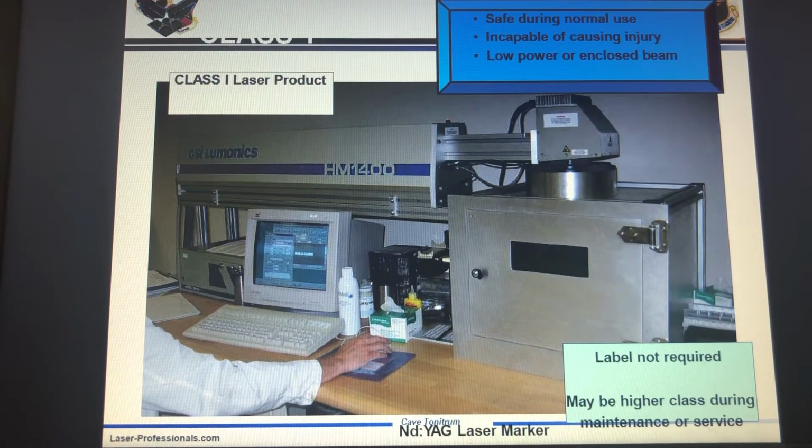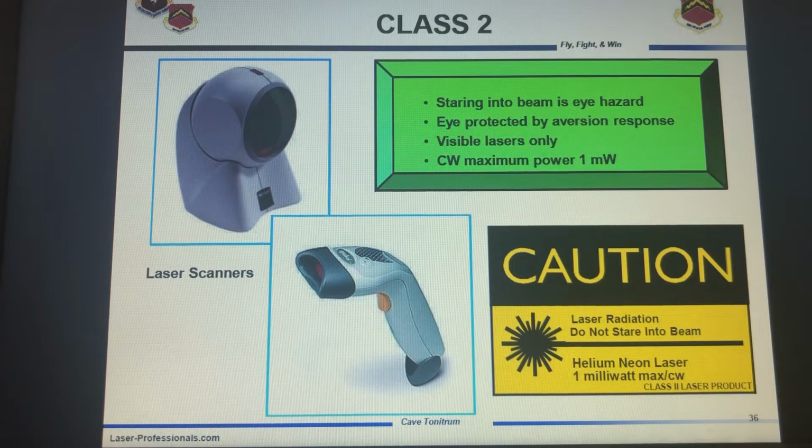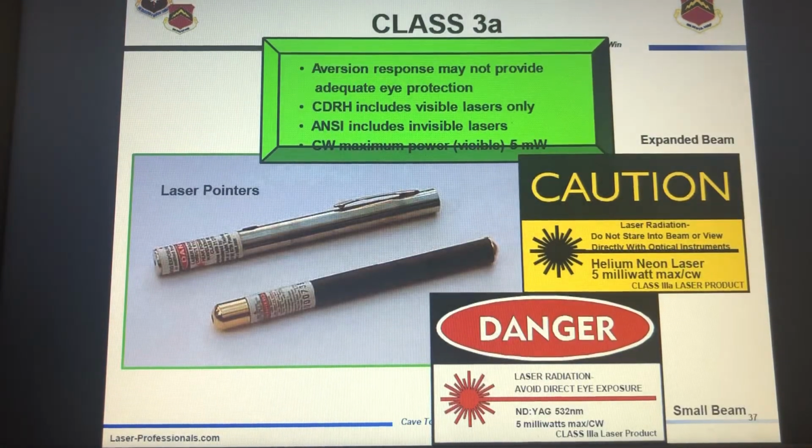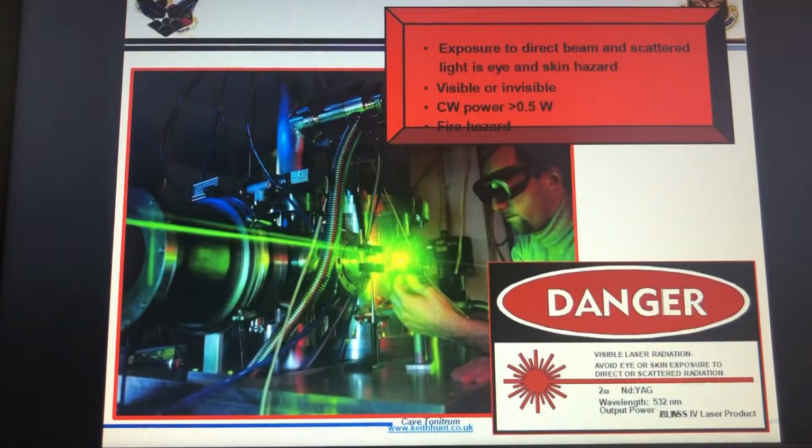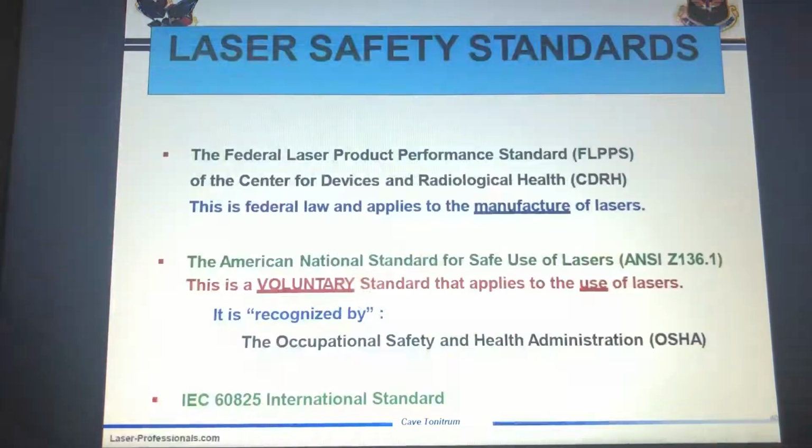We can go through these, but these are very safe to use. Class 2, such as laser scanners. Class 3 would be a laser pointer. Class 3B, and we use Class 4 lasers in the dental clinic. Hence why all the protective measures that we go through, so that we can use them safely.